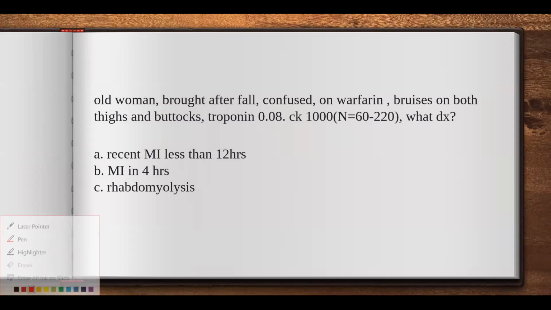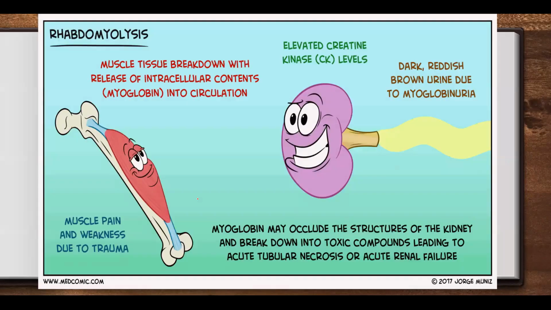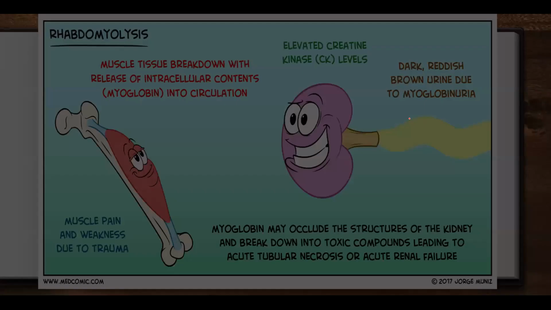Okay, so this is the rhabdomyolysis in our patient. See, muscle tissue breakdown with release of intracellular content into the circulation. The patient develops muscle pain and weakness. Myoglobin can occlude kidney tubules and can cause tubular necrosis or acute kidney failure. Because myoglobin is kind of reddish, you can get tea-colored urine.